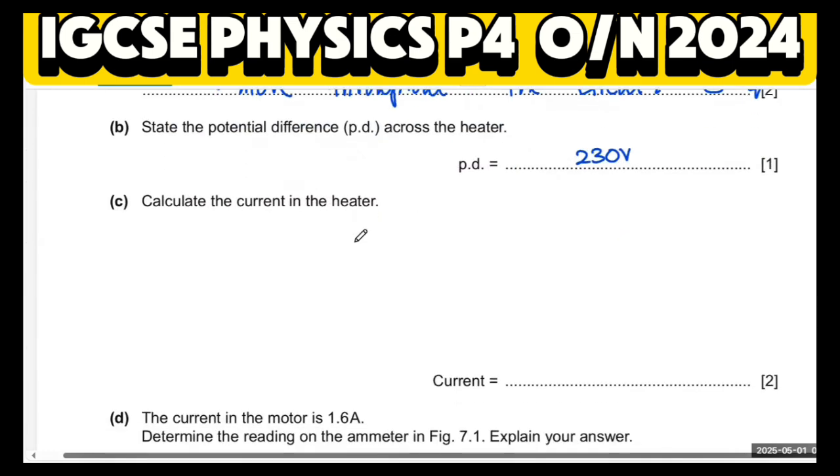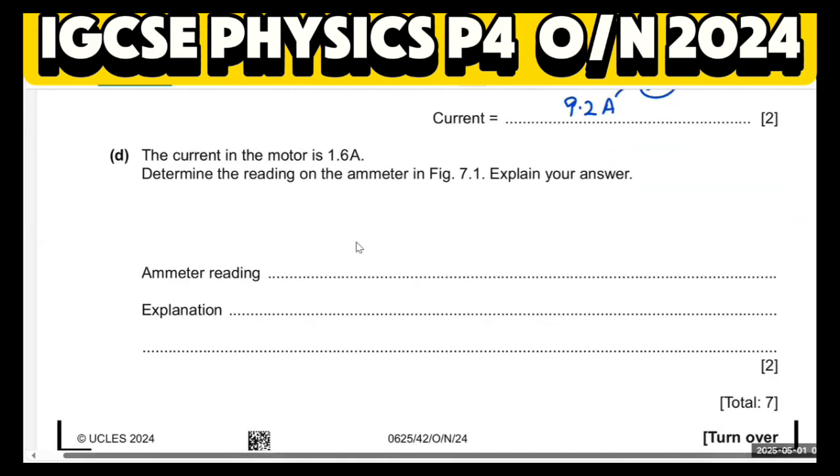According to Ohm's law, the main equation is V is equal to IR, and current is equal to V over R. By putting in the values, V is 230 and the resistance of the heater is given, 25, and by using the calculator you get 9.2 ampere. If there is no unit, there is a half mark for the unit, so you must write the unit as well. Next question: the current in the motor is 1.6. Make sure the current is 9.2 in the heater and 1.6 in the motor. Determine the reading on the ammeter and explain your answer.